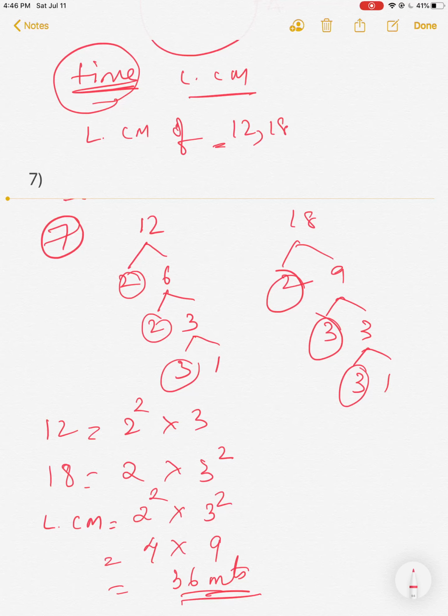Exercise 1.2 I completed. Note it down in your notebooks. I will send the 1, 2, 3, 4 problems. It is a very easy exercise. If you can do it on your own.